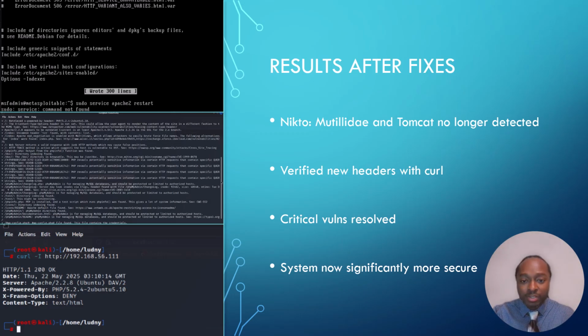After applying the fixes, I reran the scans. Nikto no longer showed the Mutillidae nor Tomcat sample apps. The X-Frame-Options header was now included in HTTP responses, confirmed using the curl command. Although some lower risk issues still remained, the top vulnerabilities were clearly removed, and the system was much more secure than before.